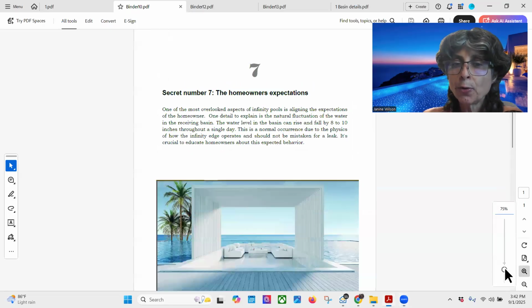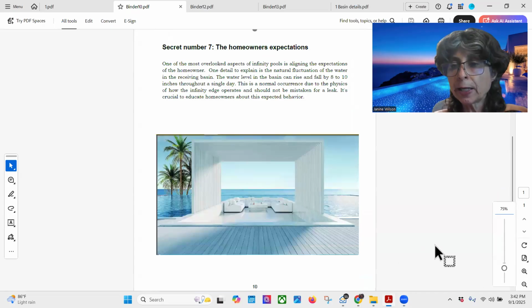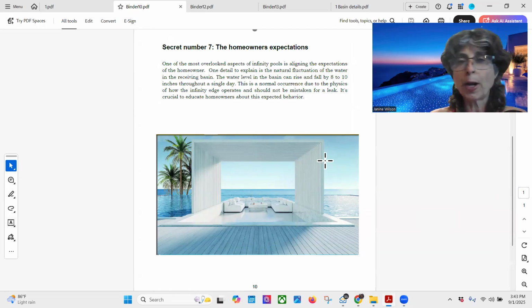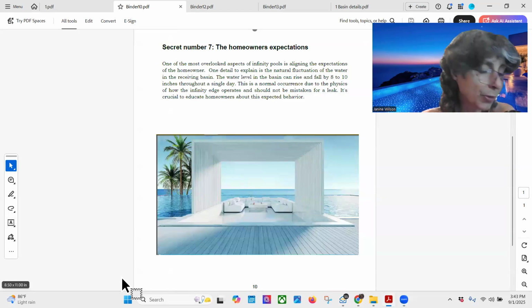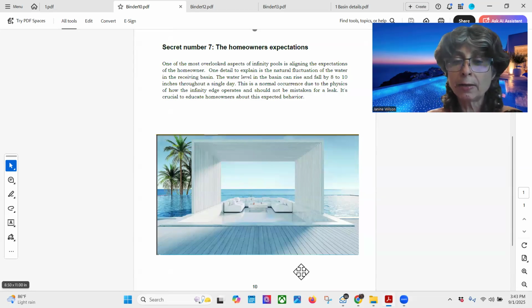Number seven is homeowners' expectations. You've got to be very careful that the homeowner knows what to expect, that the basin water will fluctuate 5, 10, 12 inches, 20 inches. That's normal. That the pump needs to be turned on when they jump in and out of the pool. That's normal. Normal things like that. And also the water feature that the homeowner expects needs to be determined, and then calculations need to be made for the hydraulics, so that the pumps perform and the homeowner sees what they should see as the effect.